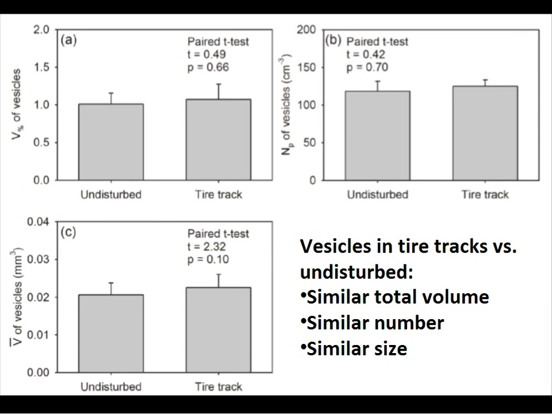And when we compare the pores that classified as vesicles based on their shape, there's actually very little difference between the tire track and undisturbed soil. They had similar total volume, similar number, and similar size.